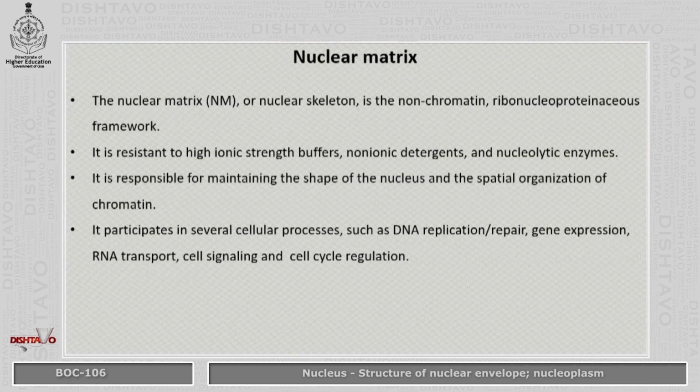Nuclear matrix is another important thing. It is also called nuclear skeleton and it is the non-chromatin ribonucleoproteinaceous framework. It is resistant to high ionic strength buffers, non-ionic detergents and nucleolytic enzymes. Because of this rigidity, they are responsible for maintaining the shape of the nucleus and spatial organization of chromatin material. It participates in cellular processes like DNA replication, DNA repair, gene expression, RNA transport, cell signaling and cell cycle regulation.